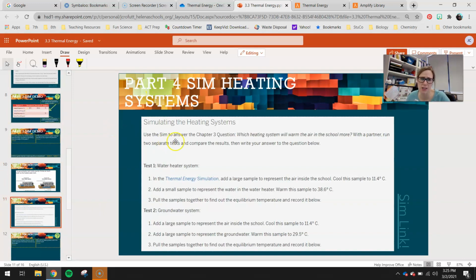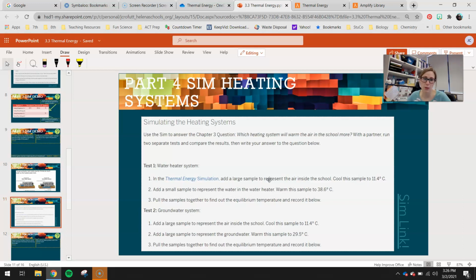Okay, so use the sim to answer the chapter 3 question, which heating system will warm the air in the school more? So you guys obviously won't be working necessarily with a partner, but you guys in class can check with a partner if you'd like. So run 2 separate tests and compare the results. Then write your answer to the question below.